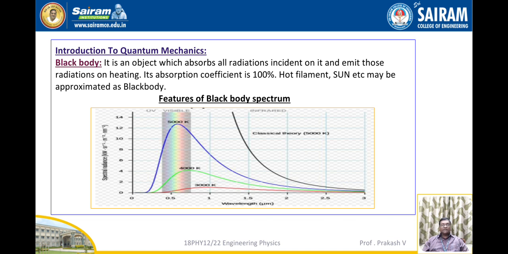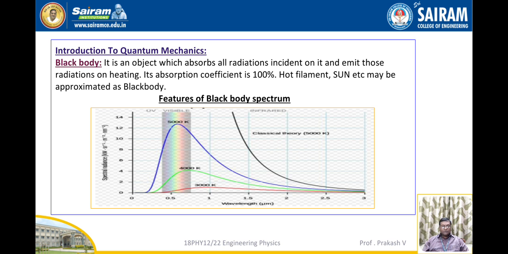So now let us look at the introduction to quantum mechanics. Let us first take what is a black body. A black body is an object which absorbs all the radiations falling upon it and re-emits those radiations on heating it. So its absorption coefficient is observed to be 100%. For example, a hot filament, the sun, etc. are all considered as black bodies.